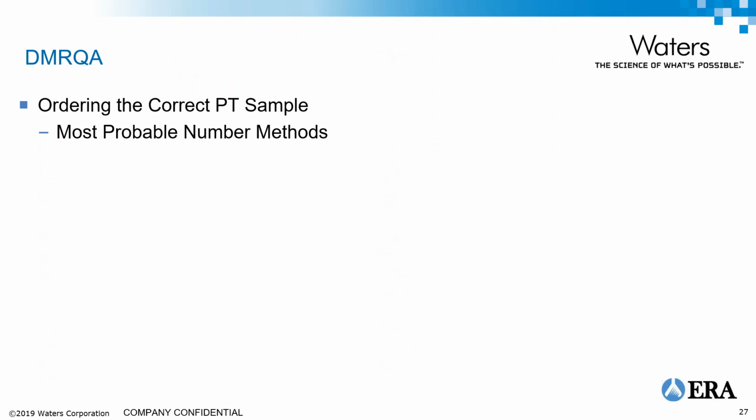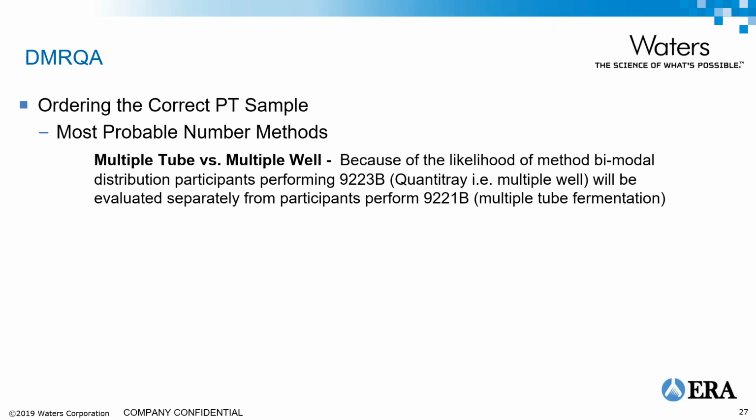Ordering. When you're ordering products from ERA, you need to be aware that multiple tube and multiple well tests are very likely to produce a bimodal distribution by the participants. Folks performing 9223B need to be evaluated separately from those doing 9221B. We sell the product in 2 catalog numbers so that we can keep those data sets straight and the customers are clear.